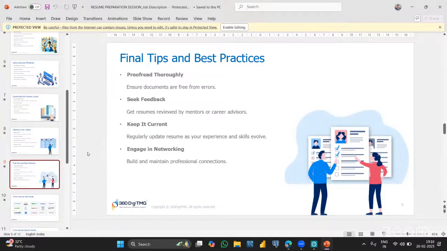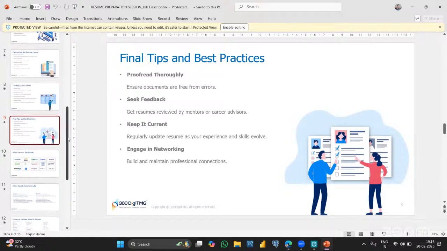Okay, keep it current and update it regularly. Then engage in networking: go to LinkedIn, build your profile there, and post your certificates that you get from 360 DigiTMG and AiSPRY, right? All those modules and certificates.